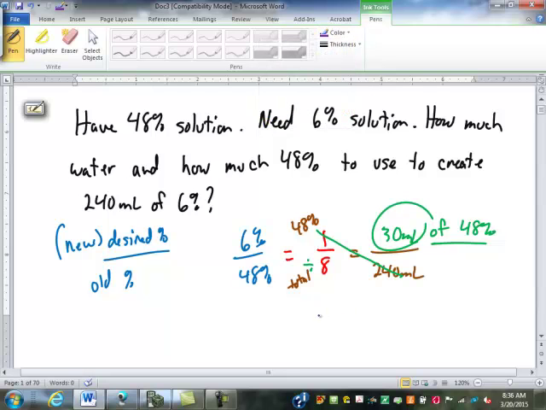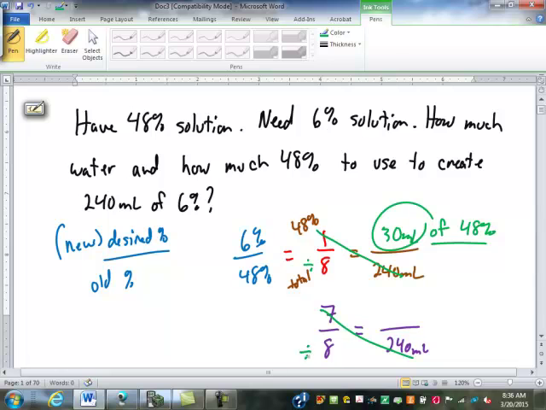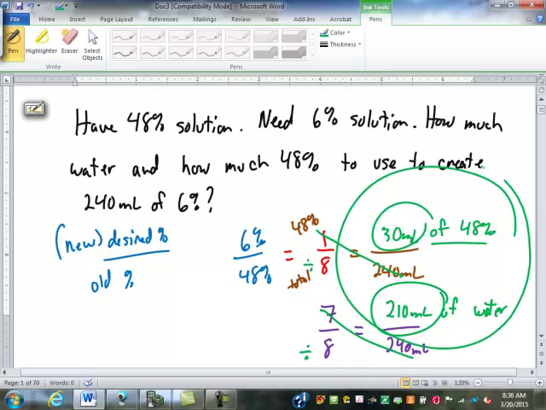Then, of course, we adjust this. Our total parts would still be 8, but if we're looking for the parts of water, that'd be 7 out of it. If 1 out of the 8 parts is the concentrated, or the 48%, the other 7 out of 8 is just water out of 240 milliliters. Cross multiply and divide, that is 210 milliliters of water. So that's telling us you're going to mix 30 milliliters of the 48% solution with 210 milliliters of water.